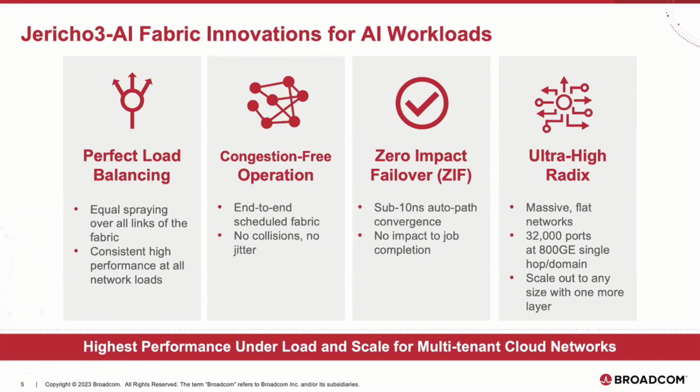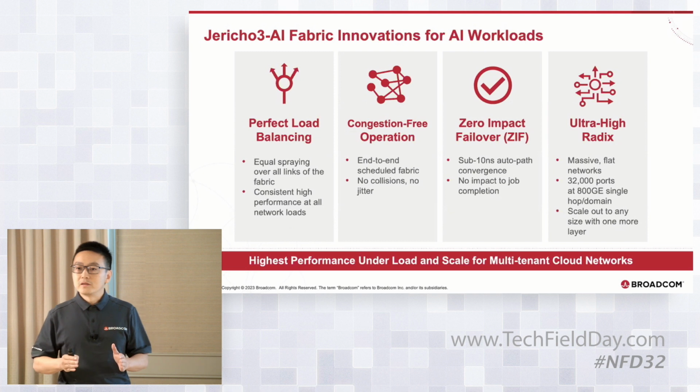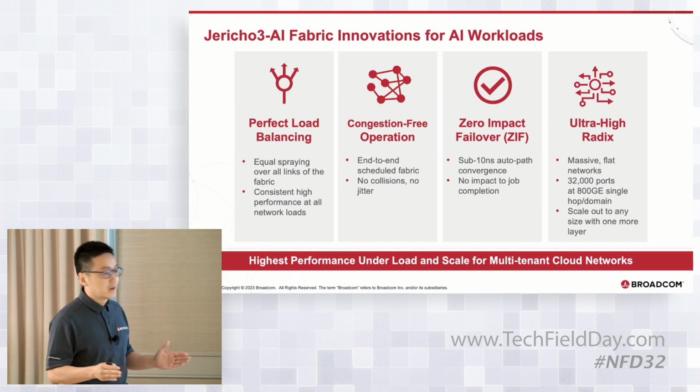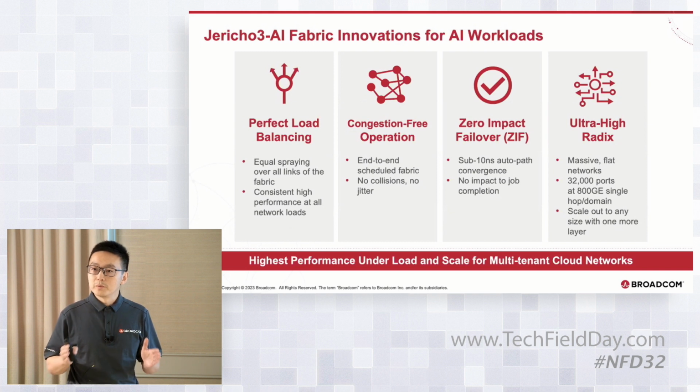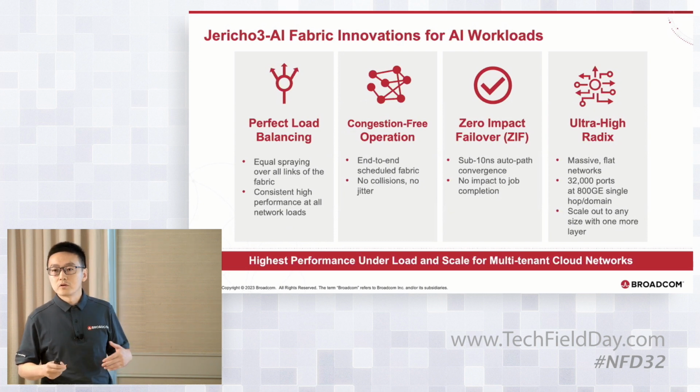Number one is perfect load balancing. In this architecture, there's no hashing and no ECMP. We always guarantee that every flow takes advantage of every potential data path. We segment each flow into multiple cells and equally spread the cells over the potential paths. This way, we can guarantee consistently high performance across the links.